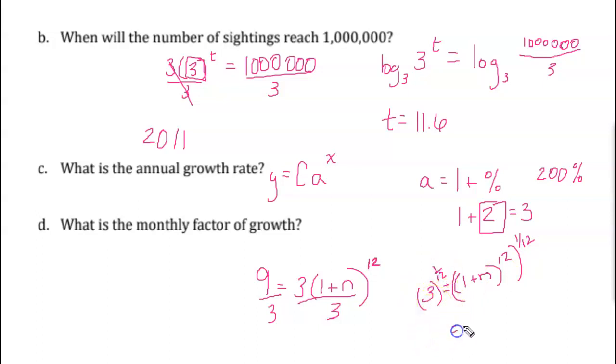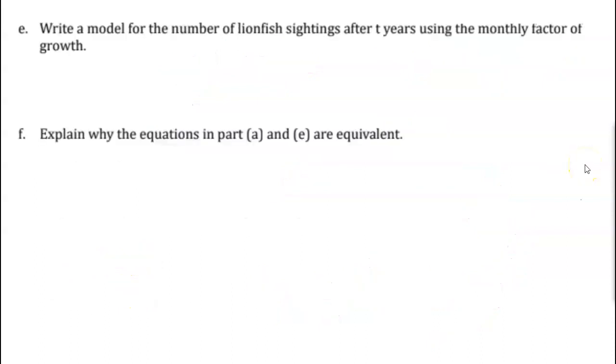And when I do that, I get that n is approximately 0.0959. Now remember, as a percent, we'd have to move our decimal place over a couple of places, and we get 9.59%. So on an annual rate, over a year, it grows at 200% per year. But if I'm looking at it by month, each month it's growing 9.59%.